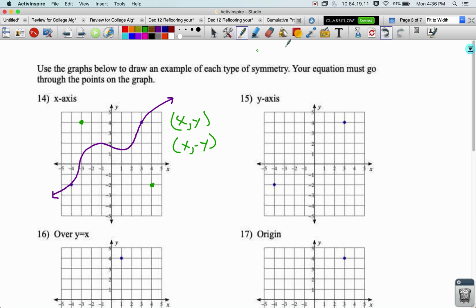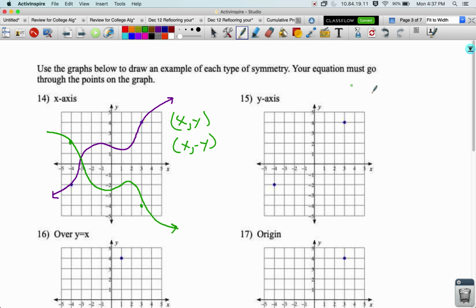wait, that's over the y-axis. Whoops. Over the x-axis. So it's going to flip down here. And this one's going to flip up here. And now we've got to just make it symmetrical looking. There we go.